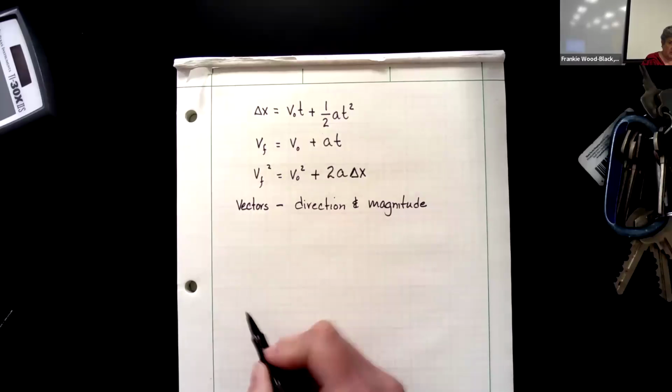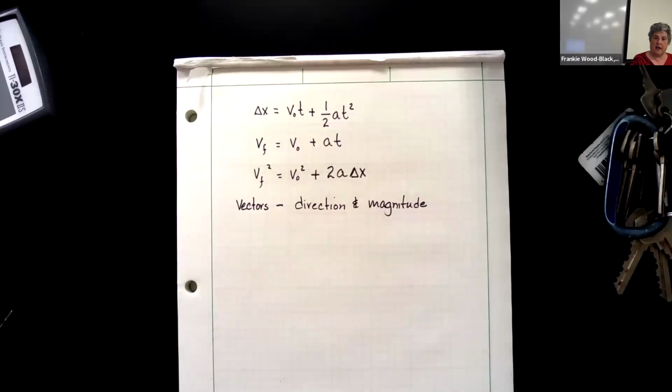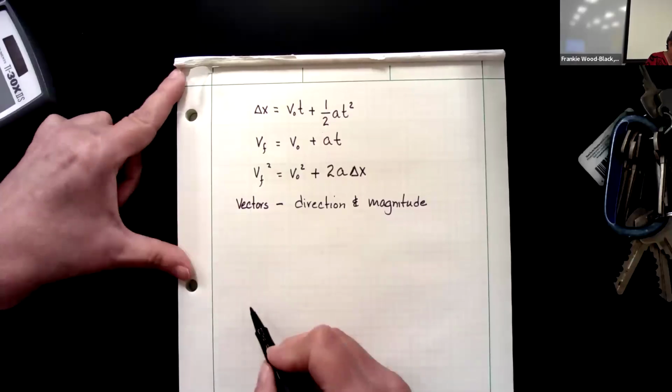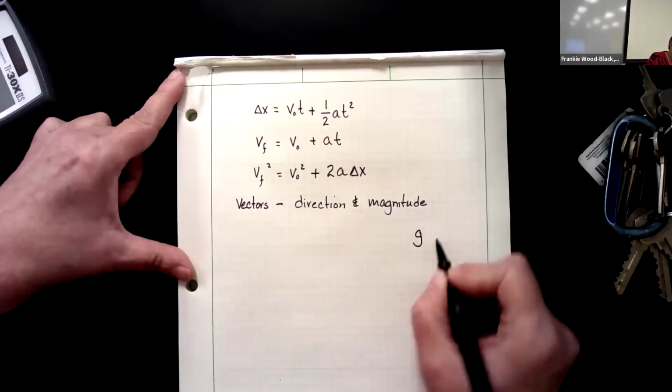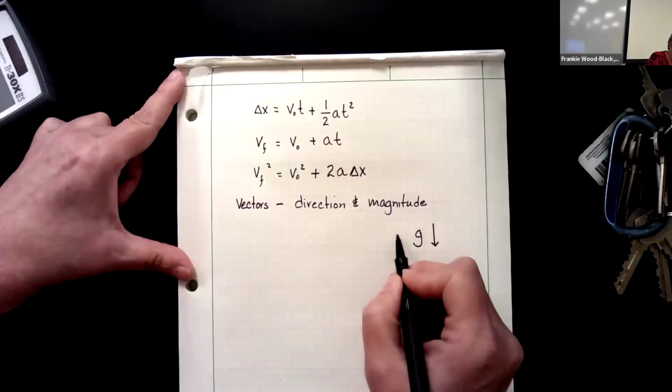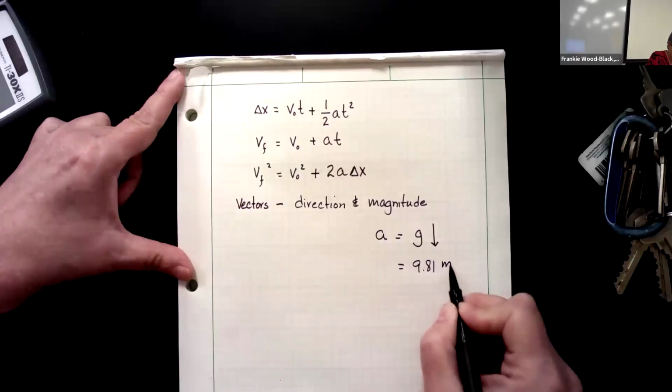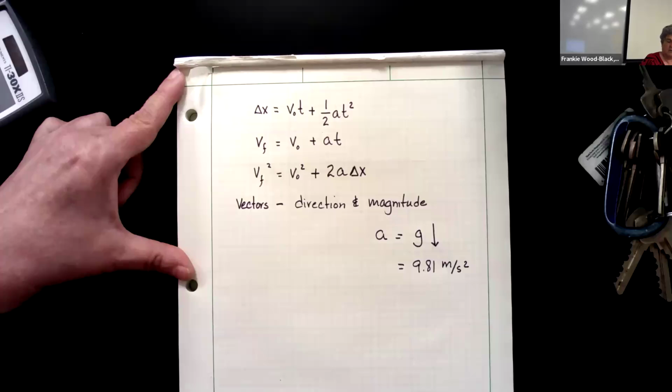So right now, I'm going to do a 1-dimensional problem that looks like it's a 2-dimensional problem, but it's really just a 1-dimensional problem. Okay, so we've got our vectors in 2 dimensions. We have our toolkit, and we know that gravity is a 1-dimensional vector. It is an acceleration vector, and it is 9.81 meters per second squared in the y direction.